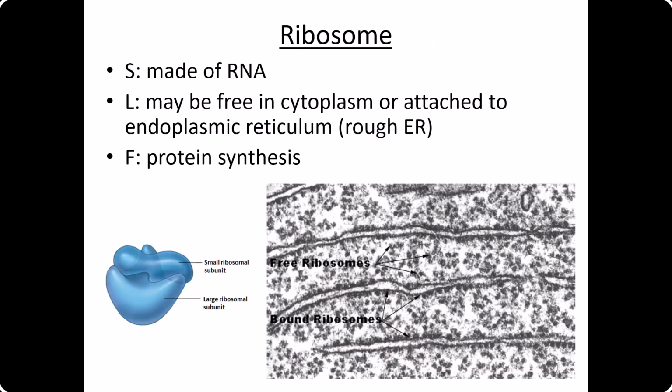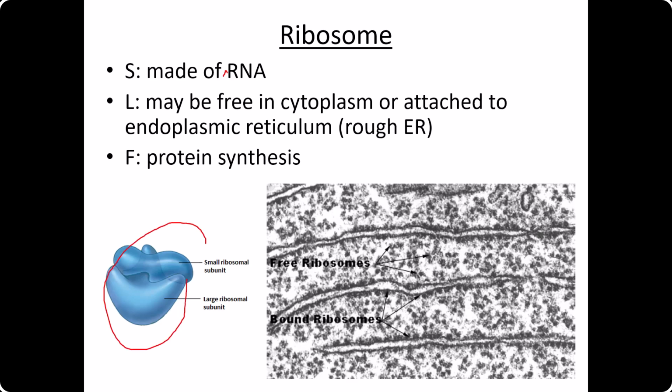The ribosome then is made up of a structure called ribosomal RNA or rRNA, which we'll talk about a little bit more, and also some proteins. These ribosomes can be free floating in the cytoplasm, or they can be attached to another structure which is called the endoplasmic reticulum. We'll get into that later in this lecture. And the ribosome is important for protein synthesis.